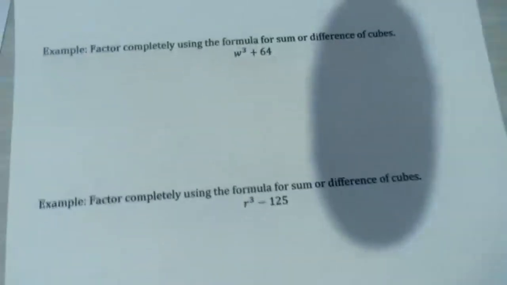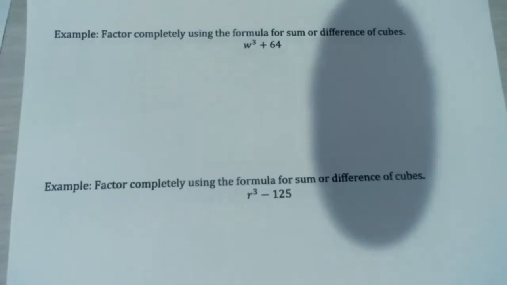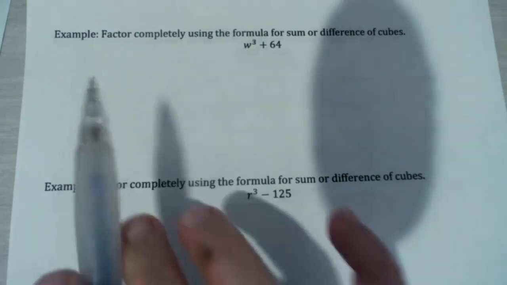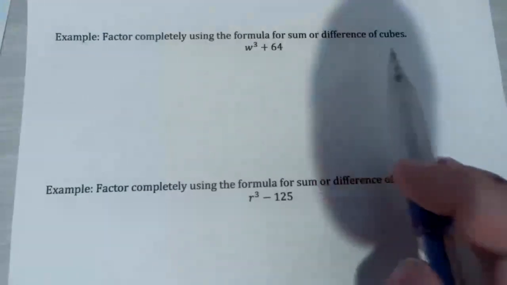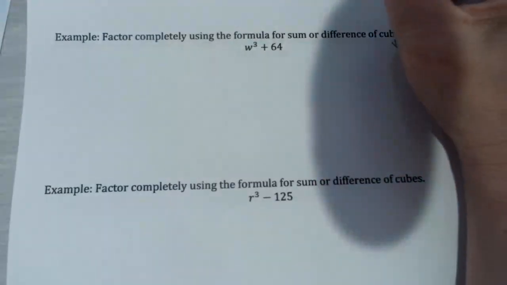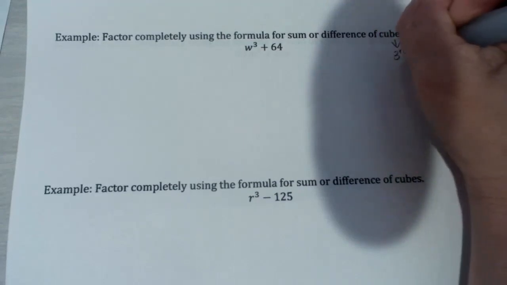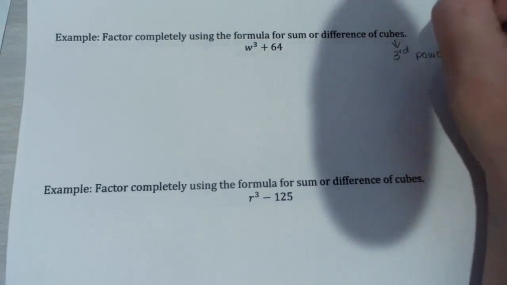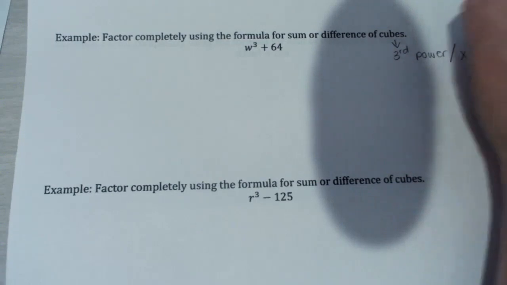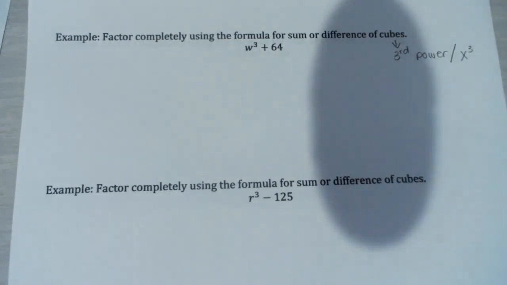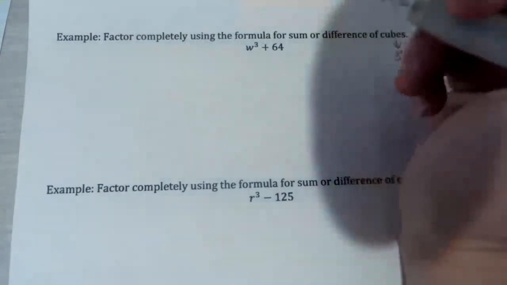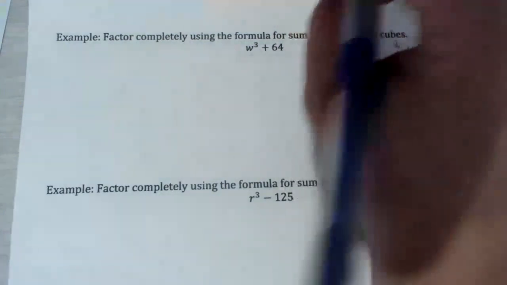So something different. Right when you're getting used to it, they throw in something different. So the last thing that we're going to talk about for this section is sum or difference of cubes. So it says factor completely using the formula for sum or difference of cubes. Remember that cubes means the third power. So like x cubed. So here we have w cubed plus 64. So it's adding, so we know it's going to be a sum.